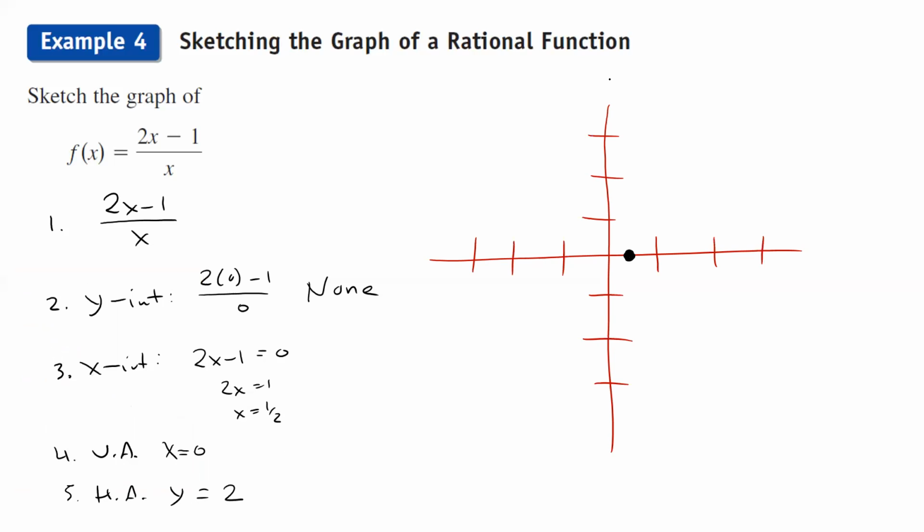I have a vertical asymptote. X equals 0, so right along the y-axis. No wonder I didn't have a y-intercept. That's why I never crossed. There's a break in my graph right there. And y equals 2, my horizontal asymptote, comes across right here.